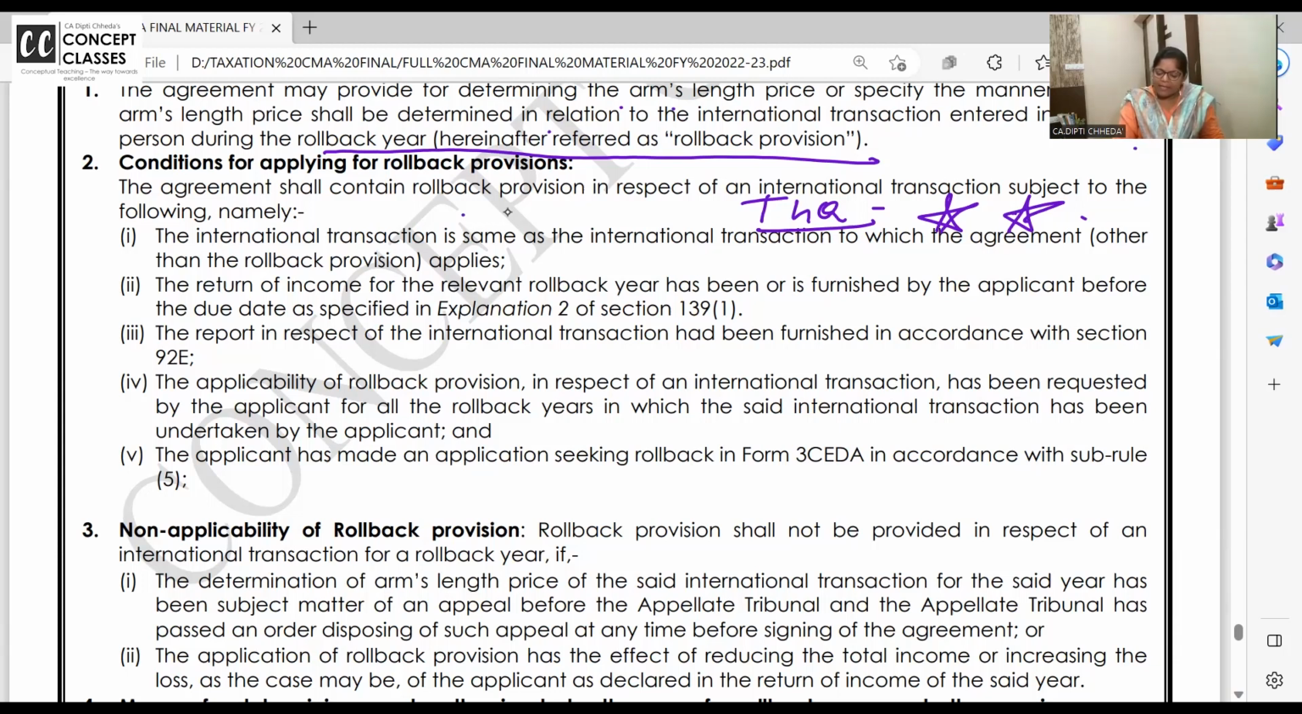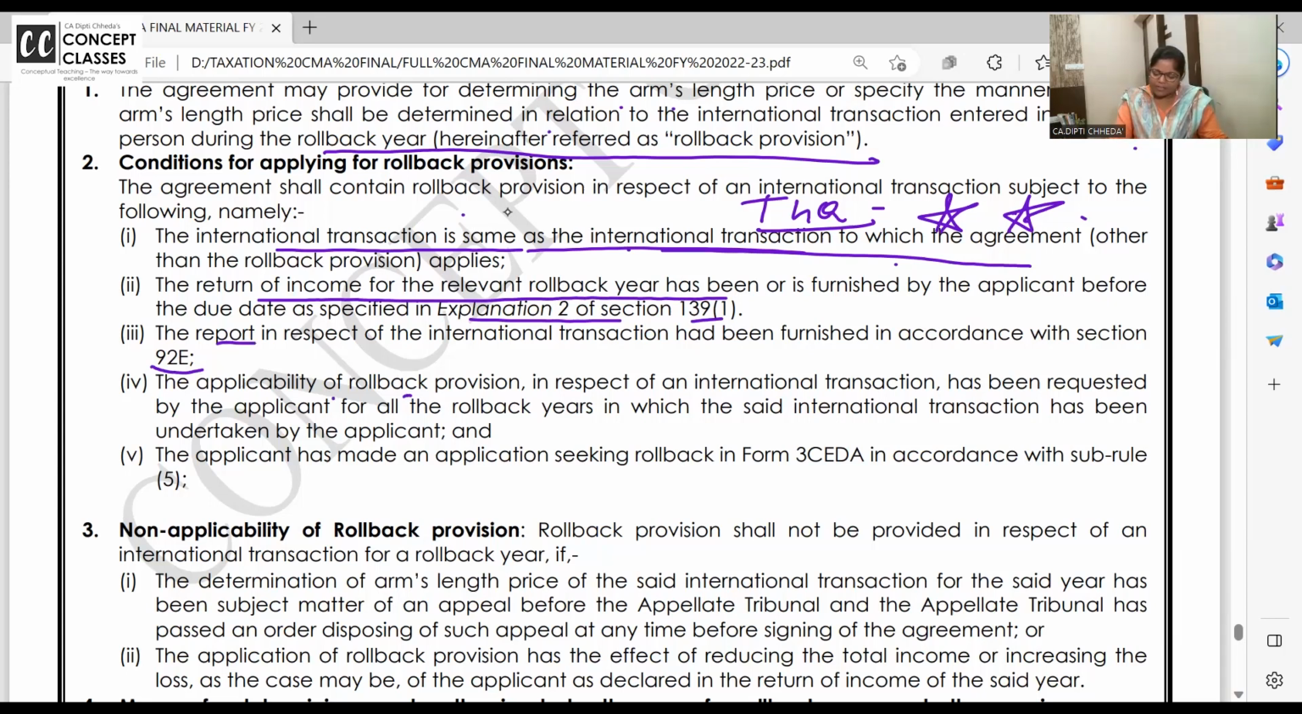International transaction is same as international transaction to which agreement under the rollback applies. Same transaction है जिसके लिए आप APA जा रहे हैं. Can you go for the rollback? Yes. Return of the relevant rollback year is furnished before due date of filing the return. 139 टाइम पे रिटर्न भर चुके हैं आप उनके. रिपोर्ट इन रिस्पेक्ट ऑफ इंटरनेशनल ट्रांजैक्शन, जो CA का रिपोर्ट है वो आपने सबमिट किया है.